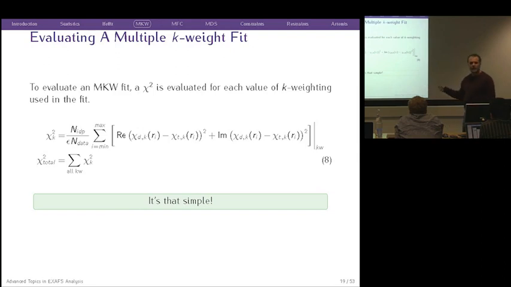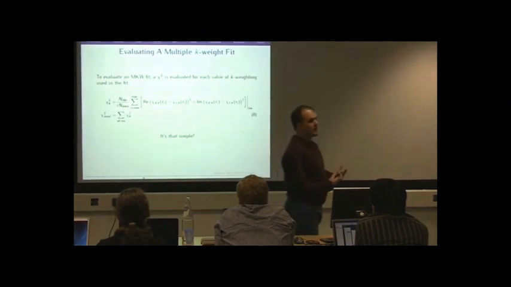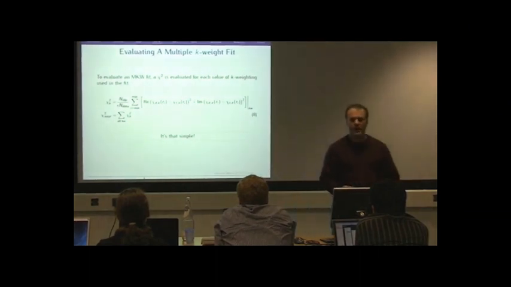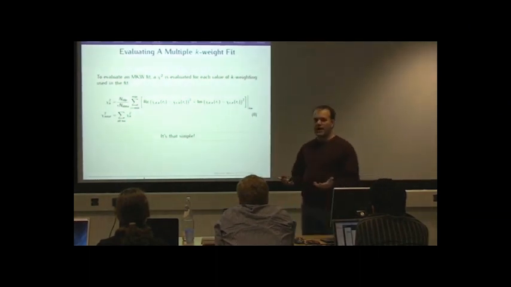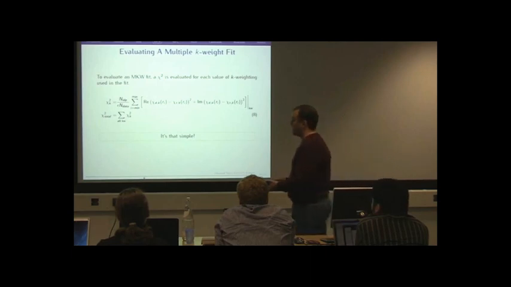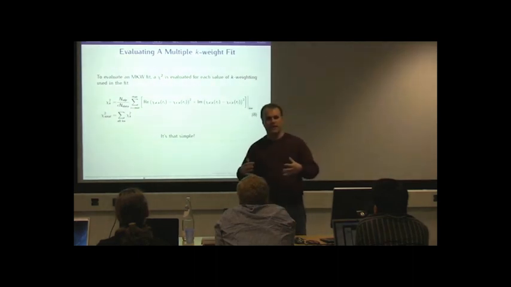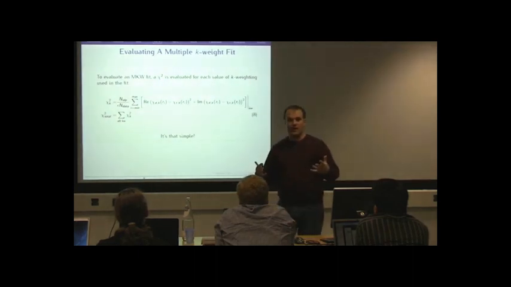So when we do a multiple k weight fit, we evaluate the fit with k weight of 1, so that we do a really good job getting E naught correct. And we also evaluate it with a k weight of 3, so that we do a really good job of getting the delta r's and the sigma squareds correct. And we minimize the sum of those things. And that's what a multiple k weight fit is. It really is very simple.